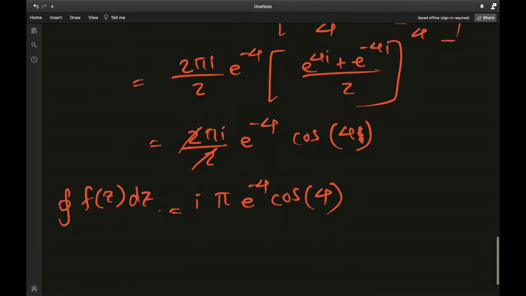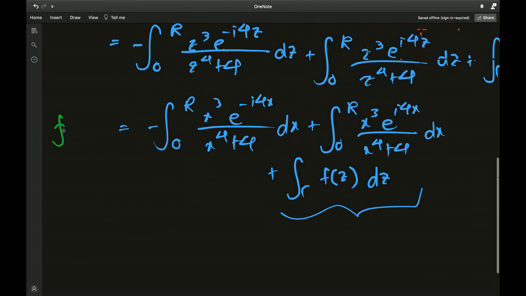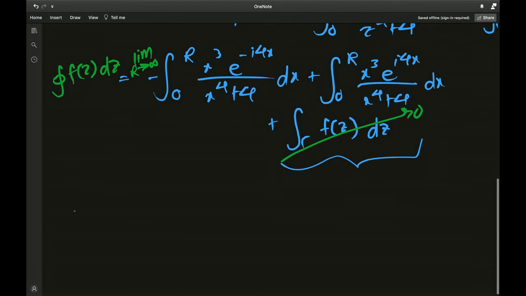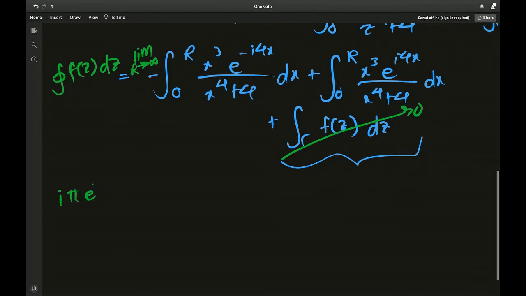Now let's go back and see the big picture. We know all the small pieces, the minute details. This was the contour integral of f of z dz. We know the estimation lemma went to 0 as soon as we took the limit as r went to infinity. So we need to take that here as well. This goes to 0. We know the value of the contour integral, that's i pi e to the negative 4 cosine of 4.